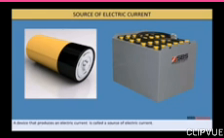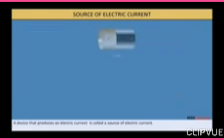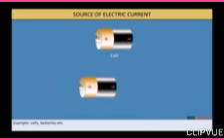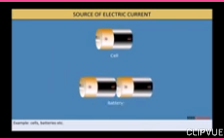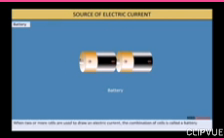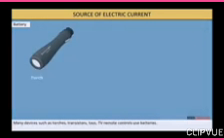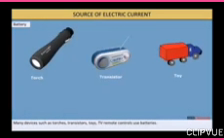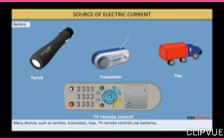Source of electric current. A device that produces an electric current is called a source of electric current. Example, cells, batteries, etc. Battery. When two or more cells are used to draw an electric current, the combination of cells is called a battery. In a battery, the positive terminal of one cell is connected to the negative terminal of the next cell. Many devices such as torches, transistors, toys, and TV remote controls use batteries.